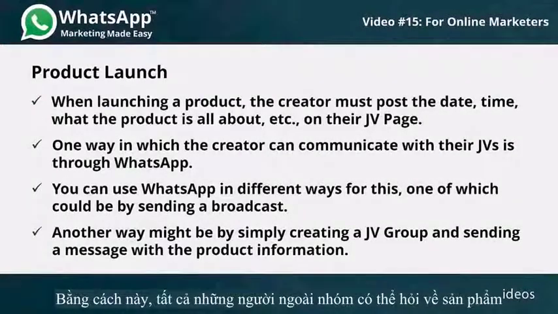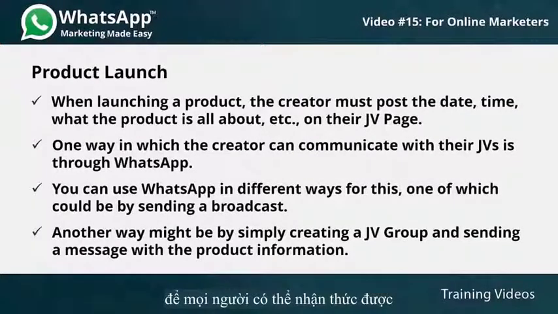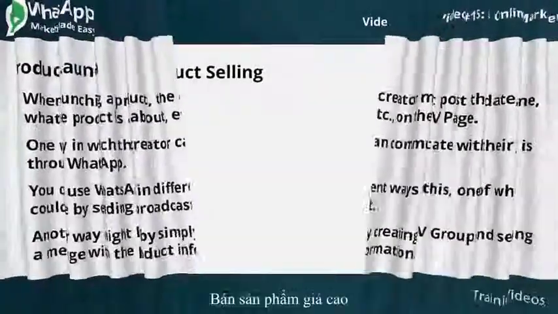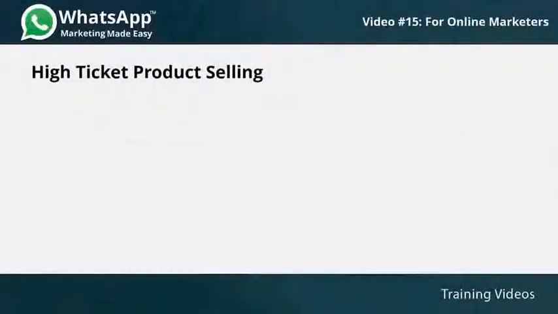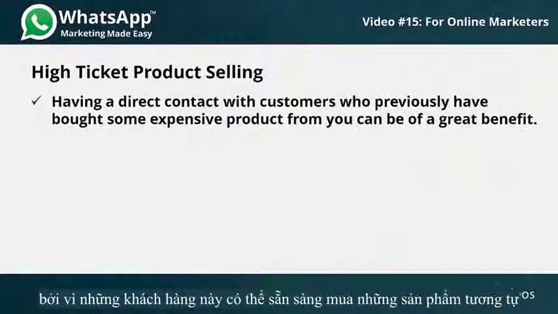This way, all who are part of the group can ask questions about the product. Keep in mind that for both the JV group and the broadcast, you should remind them from time to time about the release date so that everyone will be aware. High-ticket product selling. When selling expensive products, having direct contact with customers who previously have bought some expensive product from you can be of great benefit because these clients might be willing to buy similar products.